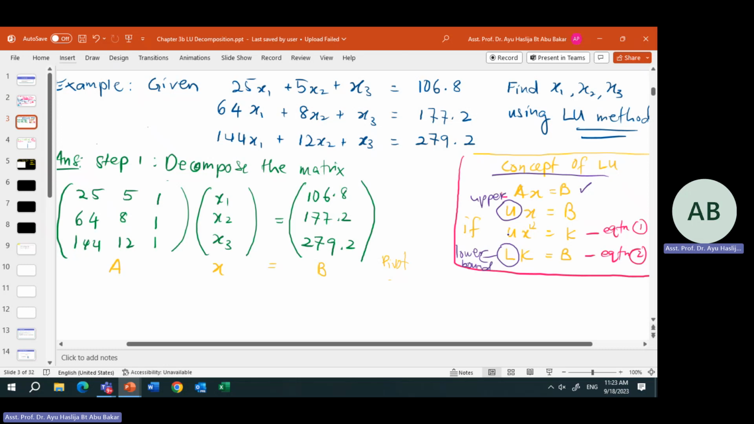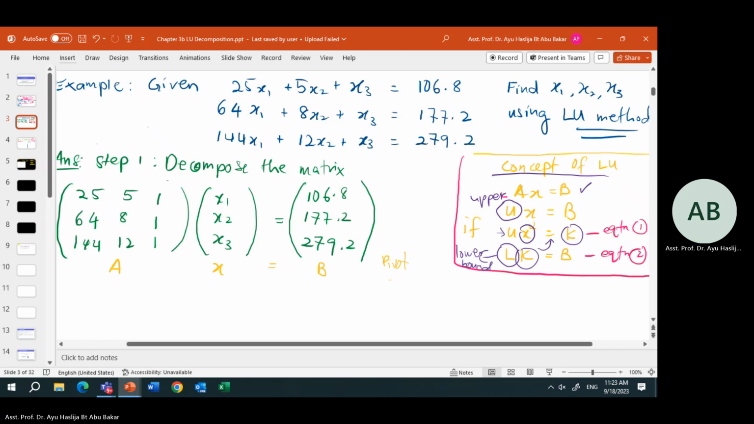Equation 1 refers to UX equals K, and LK equals B refers to equation 2. From equation 1, you have two unknowns, X and K. You only know matrix U. That's why once we find the U and L matrices, we will proceed to equation 2 first to find K. Once you get K, only then you go back to equation 1 in order to find X.